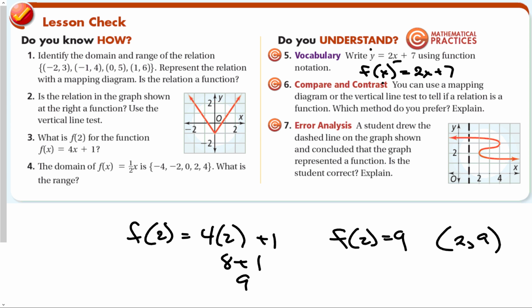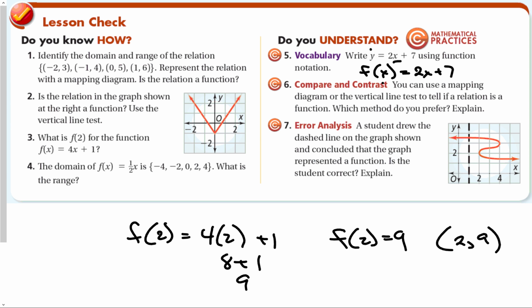Number 6, you can use a mapping diagram or the vertical line test to tell if a relation is a function. Which method do you prefer? A mapping, well, it actually depends. A mapping diagram is better if you just see the data, and the vertical line test is better if you see a picture.